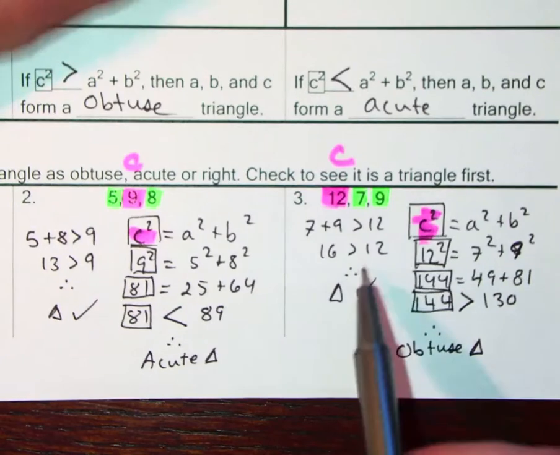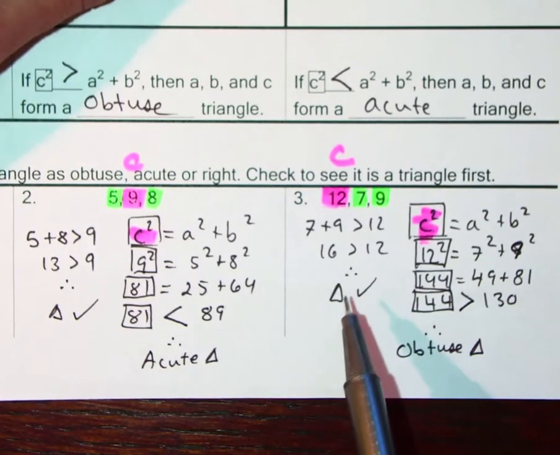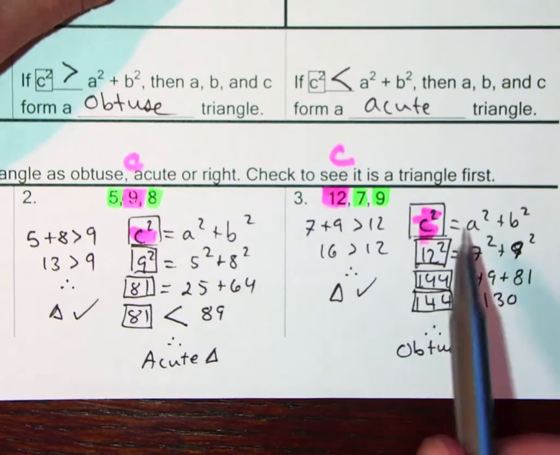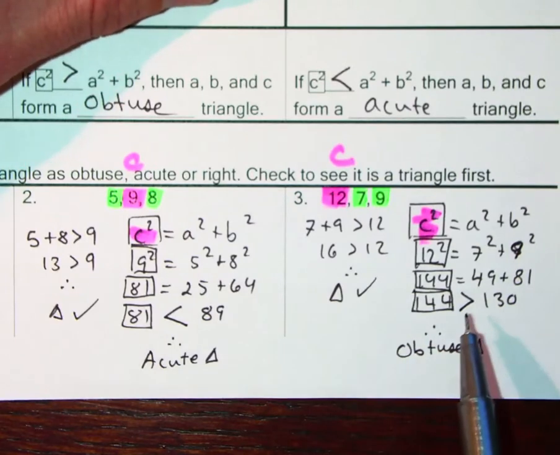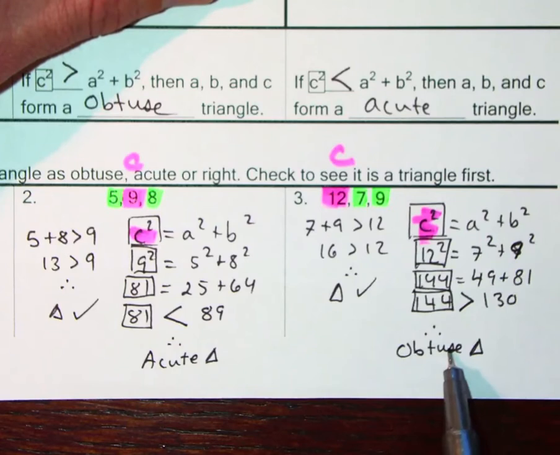So in summary, first check to make sure that it is a triangle. If it isn't, stop. If it is, then do the converse of the Pythagorean theorem. If it comes out equal, it's a right triangle. If the longest side is bigger, it's obtuse. If the longest side is less than, it's acute.